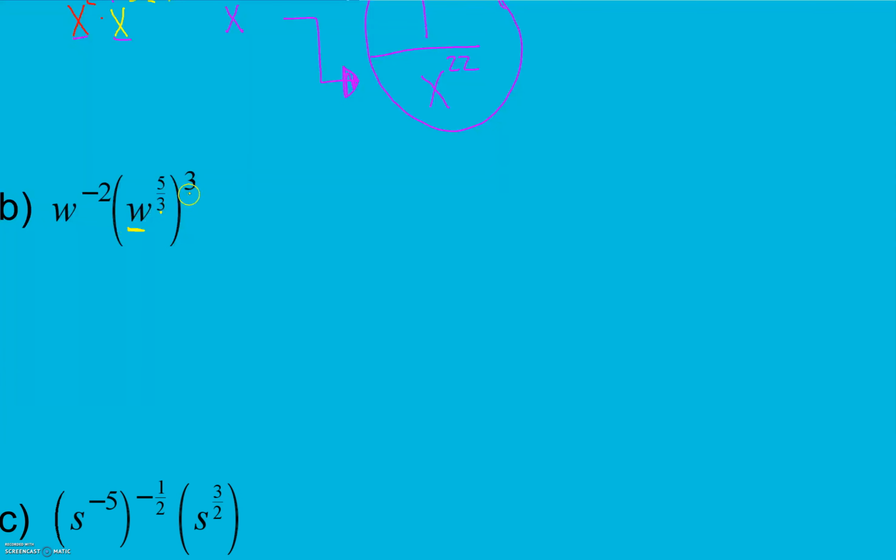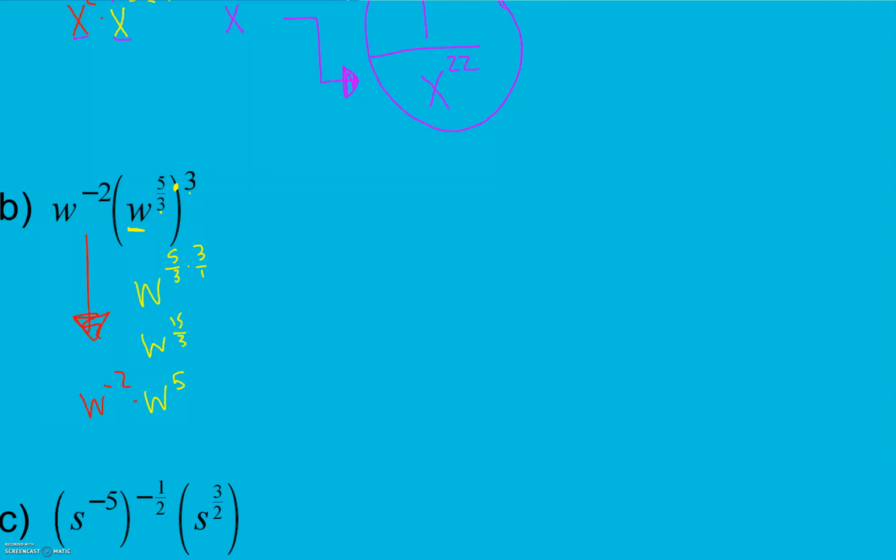Base raised to 2 exponents means that we have power raised to a power. I'm going to multiply my exponents there. 5/3 times 3 to the first power. Multiply across, 15/3, which is 5. I bring down my second W term that I haven't used yet.